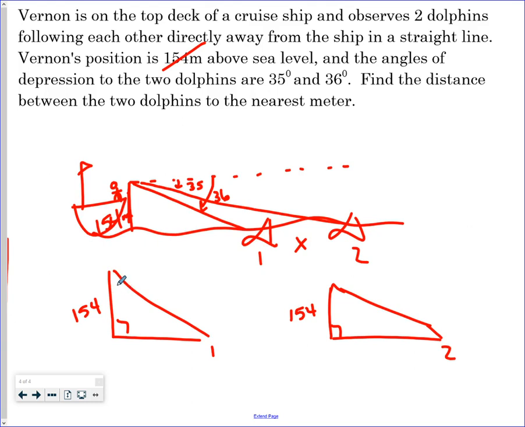Whatever 90 minus 36 is, right? So what's this? 54. Very good. Okay? On dolphin 2, this was 35. So what's 90 minus 35? 55. Did everybody get how I did that? Because this is 90 here, right?